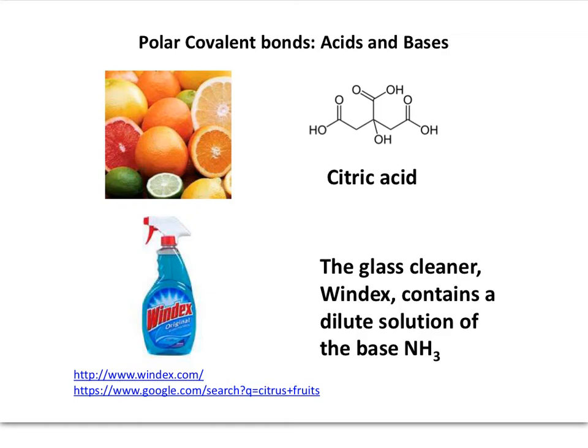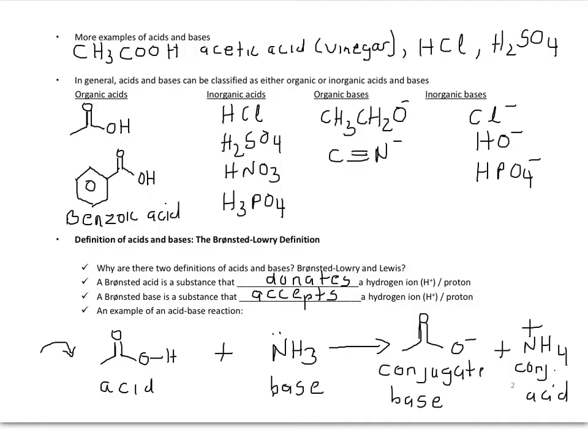This portion of chapter 2 is going to cover acids and bases. Right here we see examples of naturally occurring acids. This is citric acid, which is found in our citrus fruits. And then in our cleaning reagents, we have compounds that are mostly bases. So in Windex, we have ammonia. And then in soaps, we usually have sodium hydroxide.